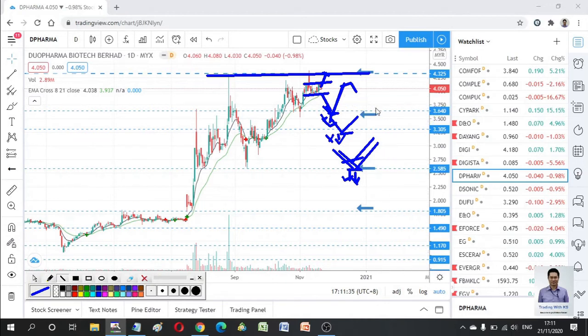So the areas you need to look at are 3.6, 3.3, and 2.5. These are the areas that provide support where the price could bounce up.